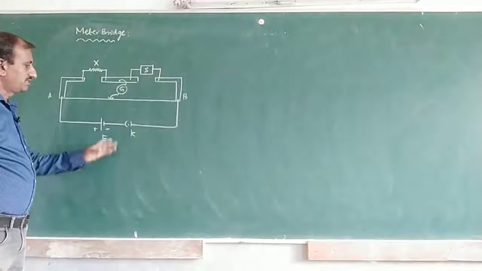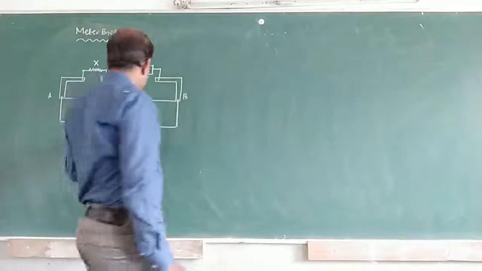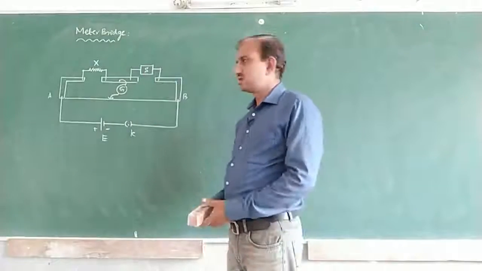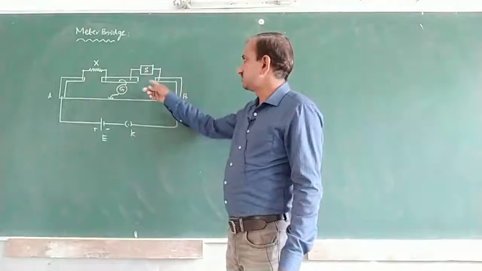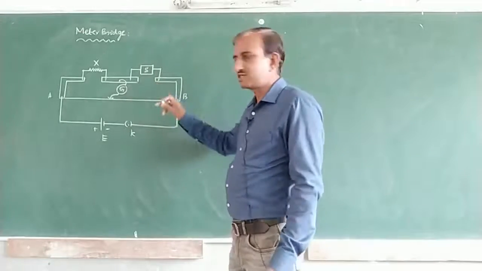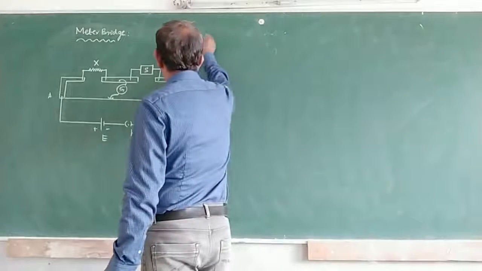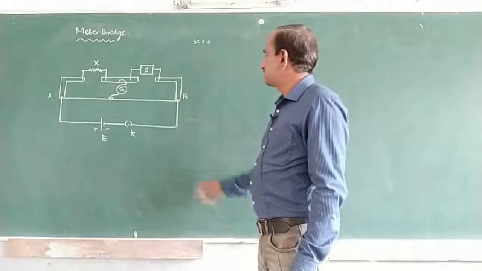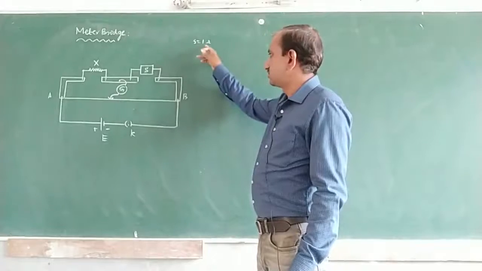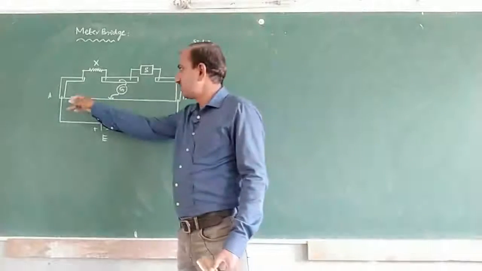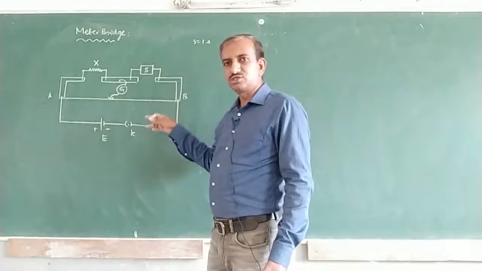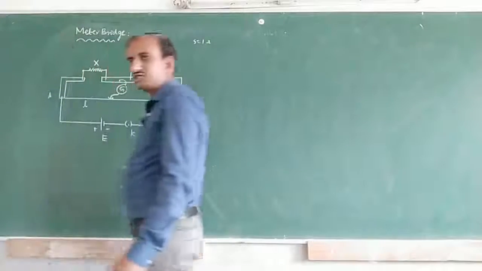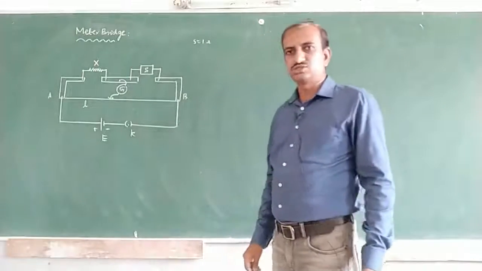When we close the plug key, a steady current flows through the wire. Now apply some resistance in the standard resistance box. Suppose S equal to 1 ohm, 2 ohm, 3 ohm, etc. When we apply S equal to 1 ohm, move the pointer over the wire till the galvanometer shows 0 deflection. This is called the balancing length L, at which the galvanometer shows 0 deflection.